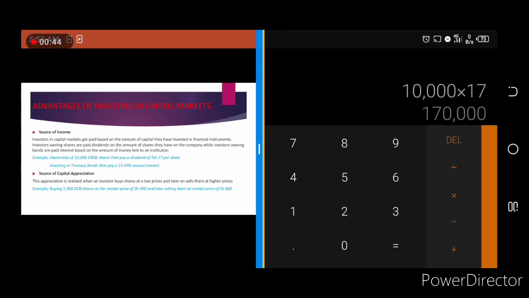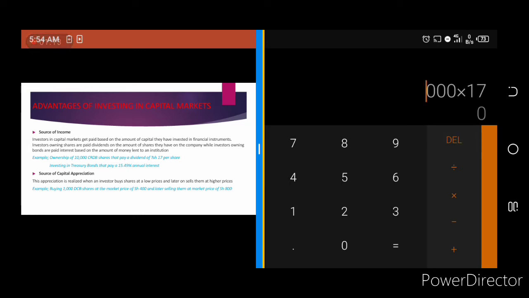So right there, that is an example stressing how capital markets can provide you a source of income. However, this is based on the amount of capital you've invested. So let's say if this investor were to own 5,000 shares, then we'd see that the dividend payments themselves would be lower, at 85,000 shillings.